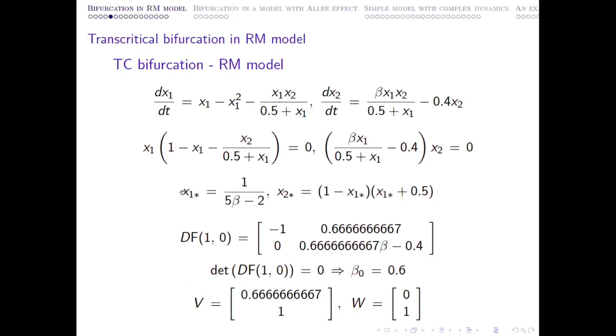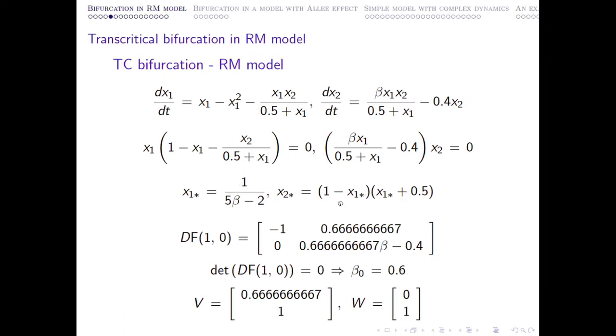Now you can see, you know the expression for x1 star, this is given by this one, and if you equate x1 star equal to 1, as I have explained earlier, then you can find a value of beta, and that is nothing but beta 0 equal to 0.6. So the point is that from your observation, if you solve the equation x1 star equal to 1, you can find beta 0 equal to 0.6.